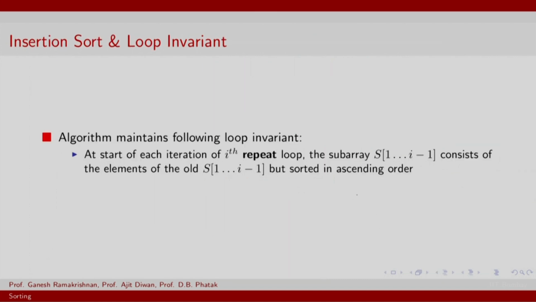So correctness first, and here is a claim for correctness. We discussed in terms of a loop invariant. At the start of each iteration of the ith repeat loop, the subarray S ranging from 1 to I minus 1 consists of elements of the old S1 to I minus 1 but sorted in ascending order. This is what mimics the priority queue. So what are we doing here?